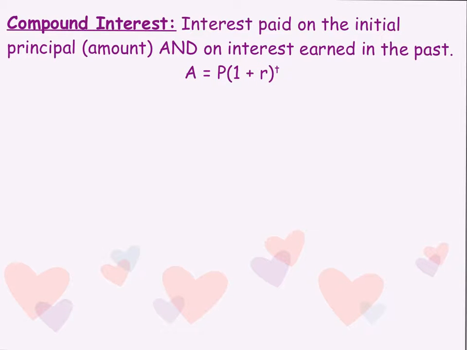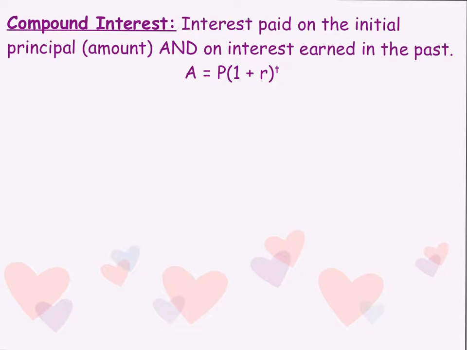So compound interest is paid on the initial principal, the amount, and on interest earned in the past. As you're writing down this vocab word, I'm just going to tell you guys that when you are thinking about saving money, compound interest is a lot better to have because you are earning more money with your interest along the way versus the simple interest that we learned yesterday. Simple interest, remember, it's just interest calculated one time no matter how long you've had the loan.